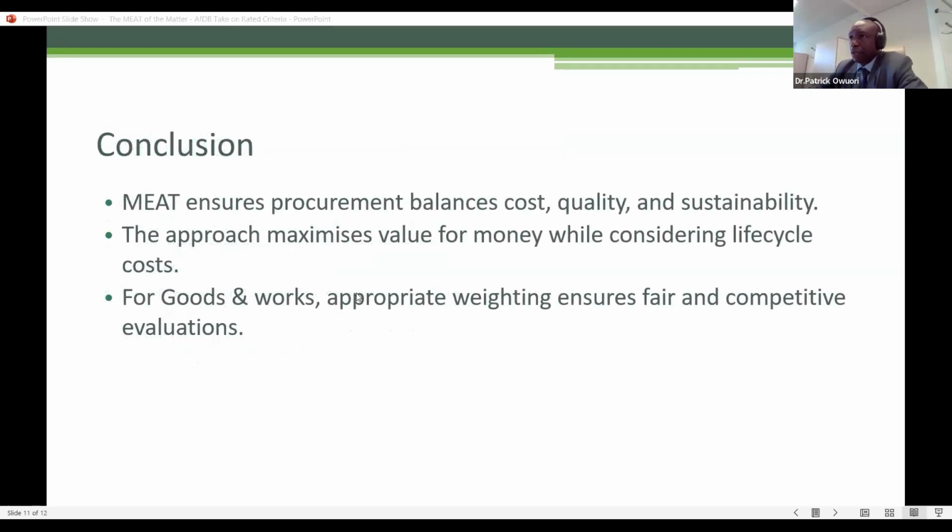So in conclusion then, what we are saying is that the rated criteria, and especially the most economic advantageous tender, tries to ensure that procurement balances issues of cost as well as quality when carrying out evaluation. We are, at the end of the day, trying to maximize value for money by considering other non-price aspects in the bid evaluation. And when coming up with weights that are fair or competitive, we must take into account the nature of procurement that we are doing, whether it's goods or works or services. We need to assign weights that are appropriate to the nature of procurement that we are doing.